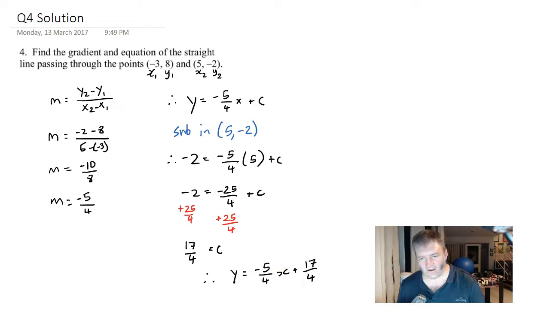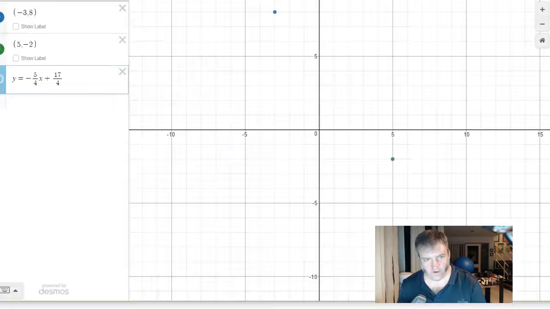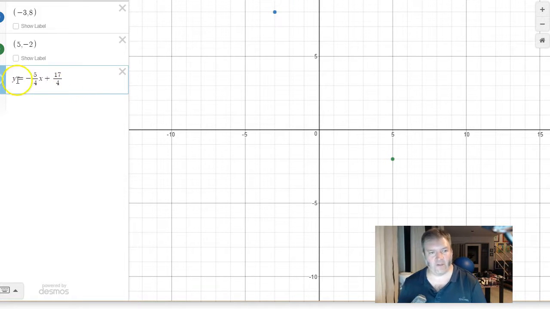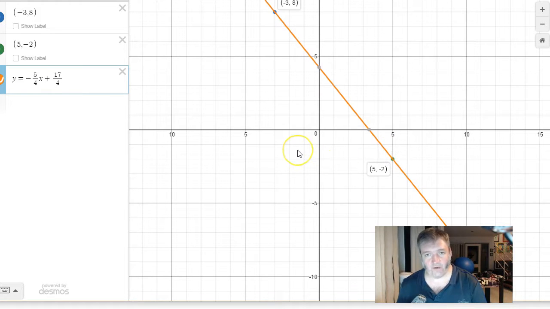How are we going to check that? I recommend we go over to Desmos and have a look at it this time. I've already used our calculator. Let's look at something different. So I've already put my points in here, -3, 8 and 5, -2. You can see them there. Here's my equation of the line. How do I check it? Well, if I just reveal that line, you can see it goes straight through those points that I wanted. So we know we've got it right.